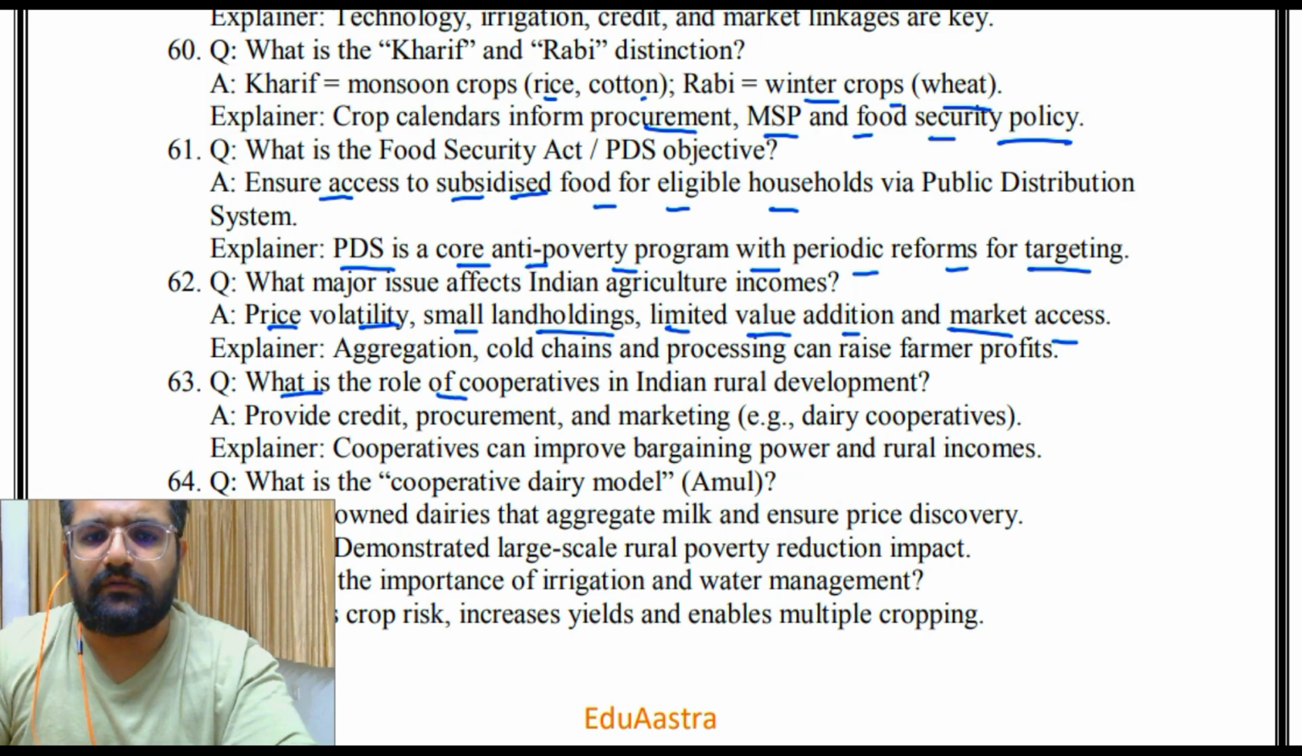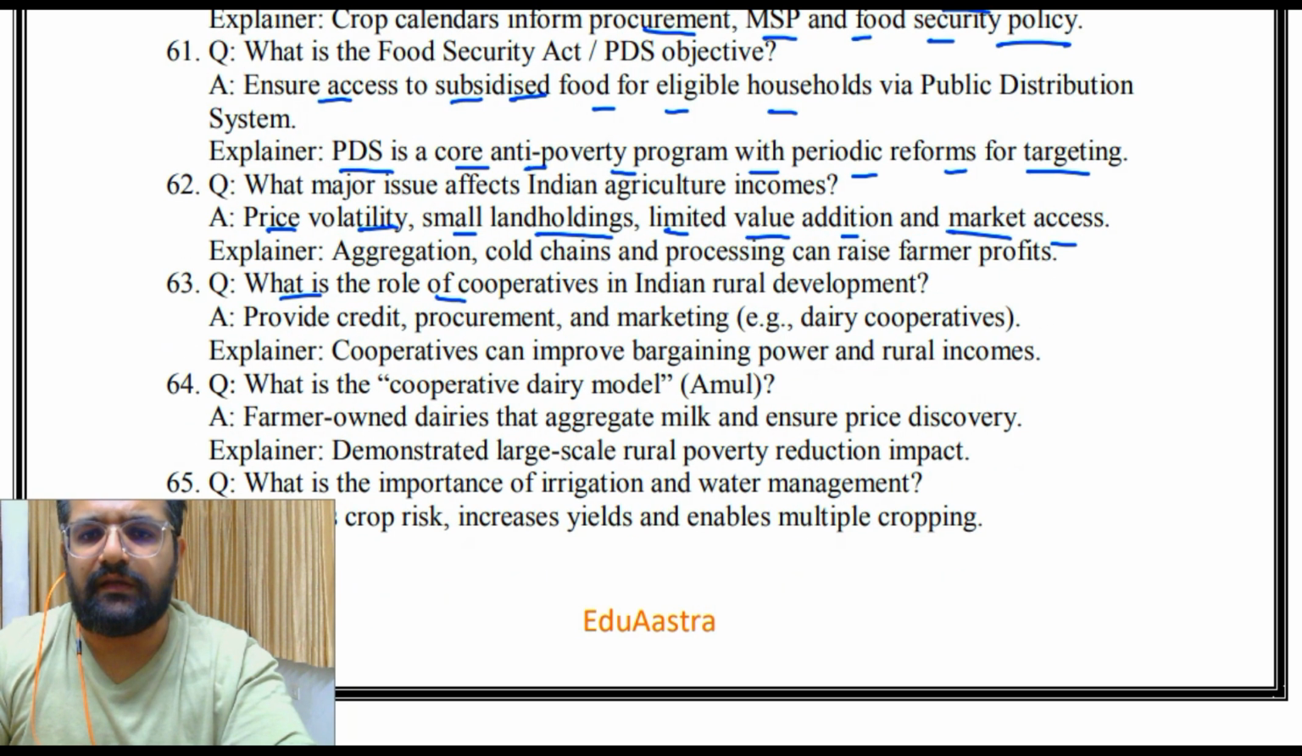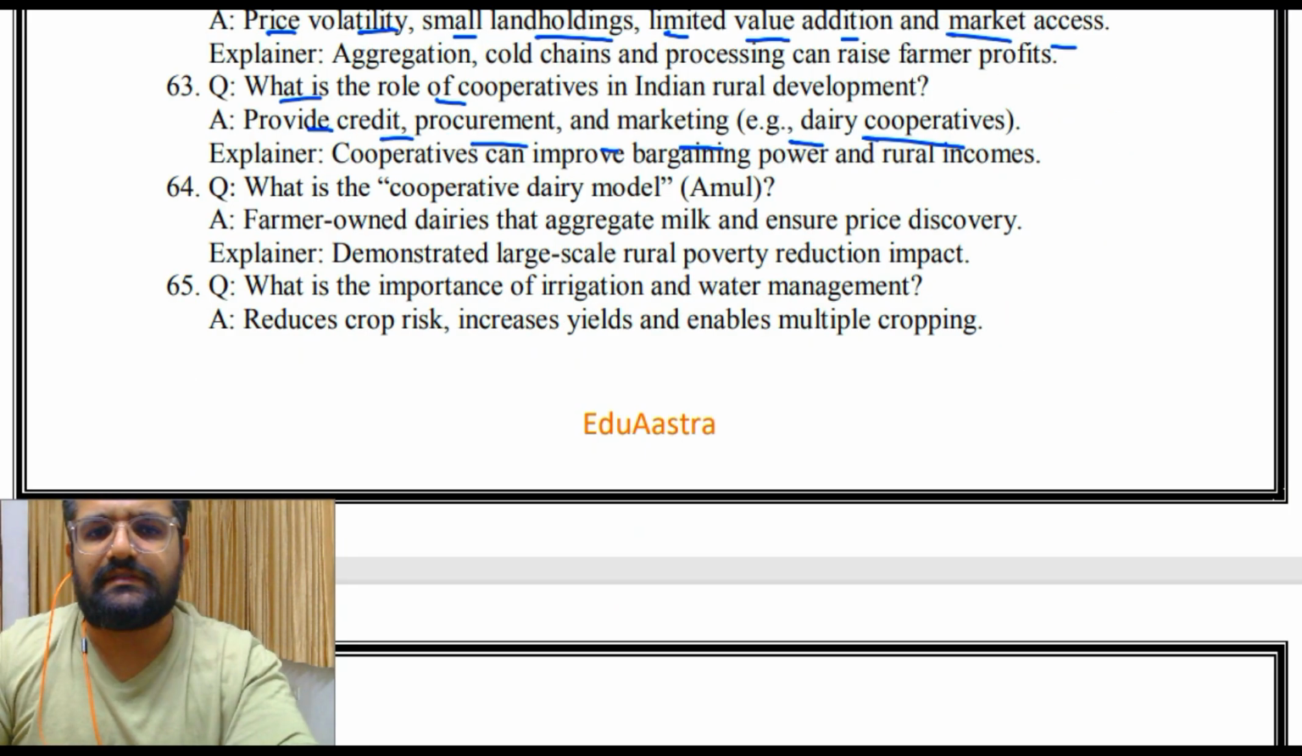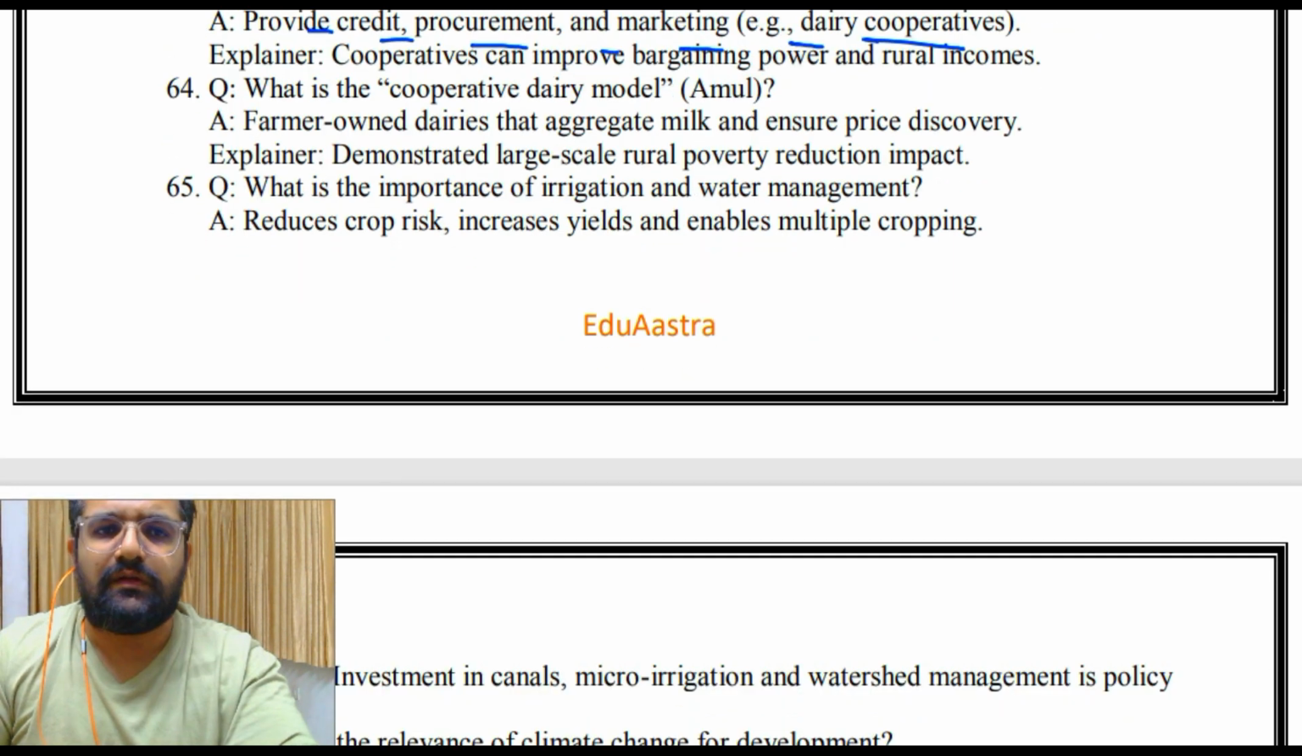What is the role of cooperatives in Indian rural development? Provide credit, procurement, and marketing. Example, dairy cooperatives. What is the cooperative dairy model? Amul. So, farmer-owned dairies that aggregate milk and ensure price discovery. Demonstrated large scale rural poverty reduction impact.